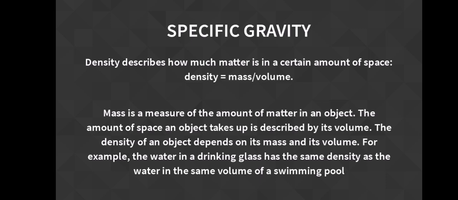Specific gravity. Density describes how much matter is in a certain amount of space. Density is equal to mass over volume. Mass is a measure of the amount of matter in an object. The amount of space an object takes up is described by its volume. The density of an object depends on its mass and its volume. For example, the water in a drinking glass has the same density as the water in the same volume of a swimming pool.